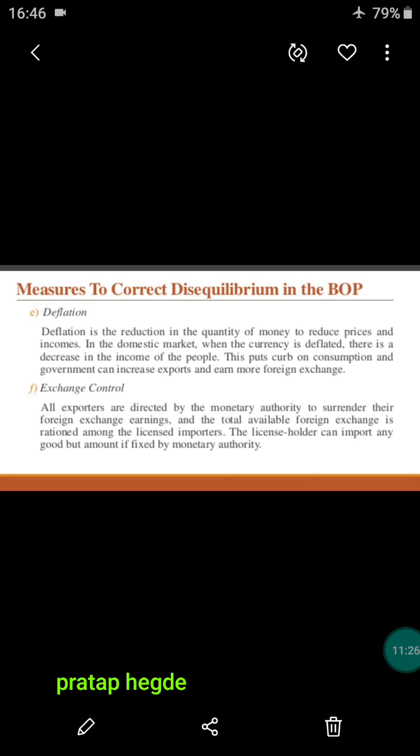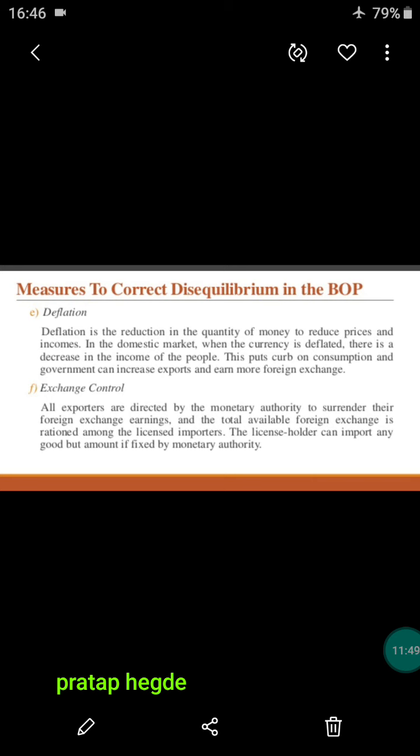In the domestic market, when the currency is deflated, there is a decrease in the income of the people. This puts control on consumption, and government can increase exports and earn more foreign exchange. This will improve the foreign exchange reserves of that economy.